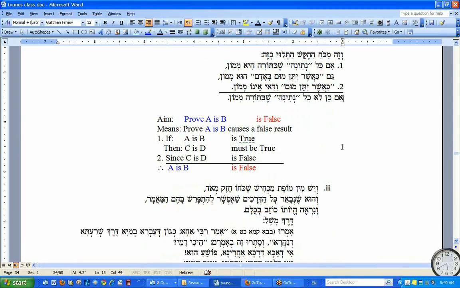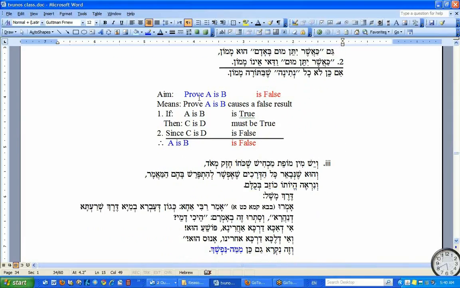Okay, so I diagrammed it again. We want to prove that A's B is false. Okay, that nesina is mammon is false. So we're going to show it's false by showing that the result of it is going to be false. If every nesina is mammon, if A is B is true, then it has to be true also in this other pasuk. Since it's not true in this other pasuk, so then it can't be true itself.